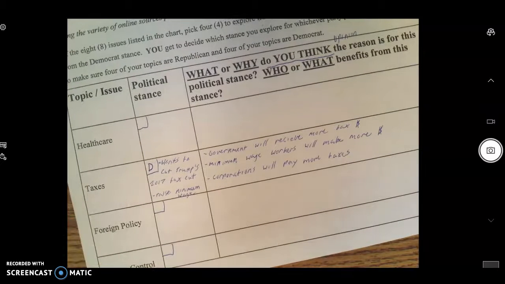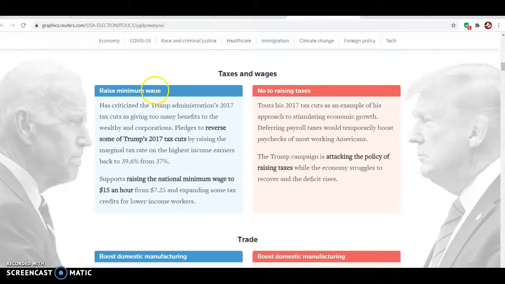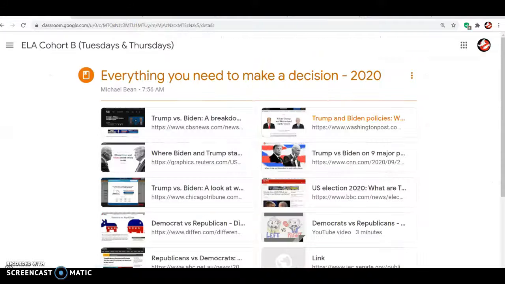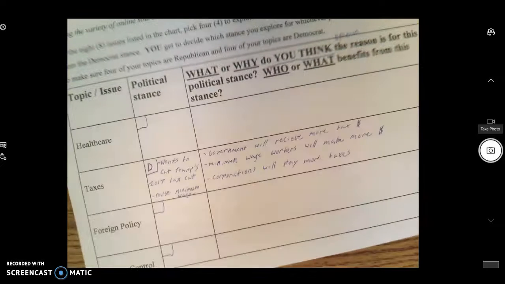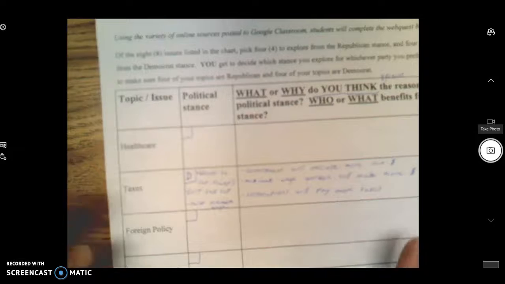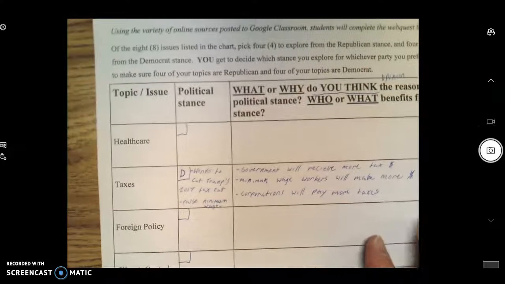All right, so real quick, I'm going to wrap this up for the people on my video. What you guys are going to do is go through using all these sources here to complete this chart. Please make sure that 4 of these are Democrat, 4 of these are Republican. Okay. All right.